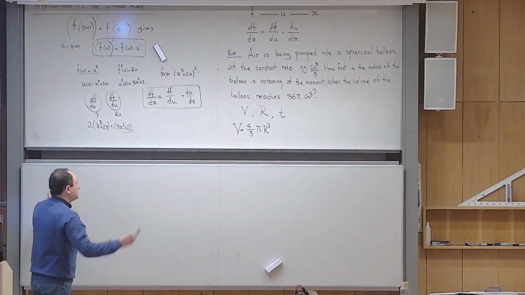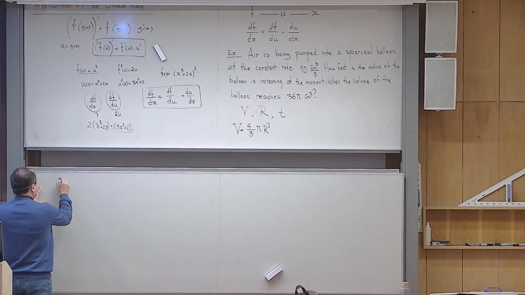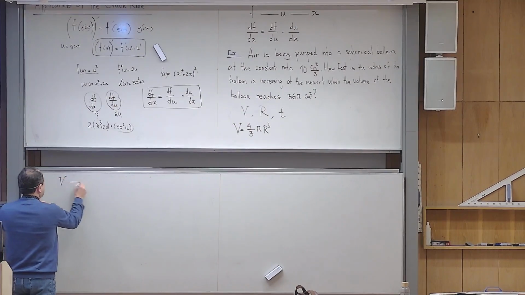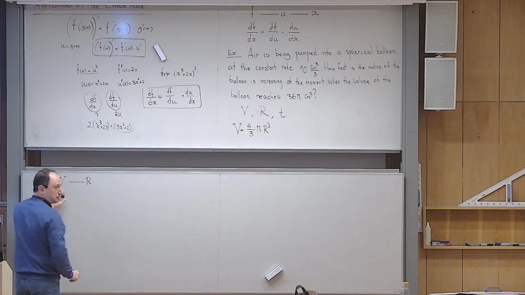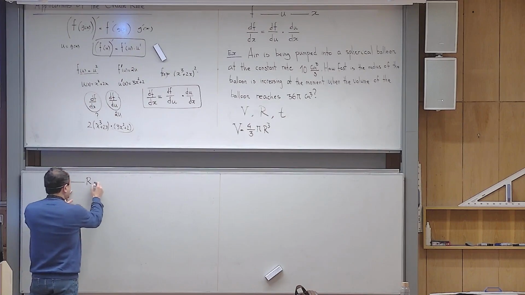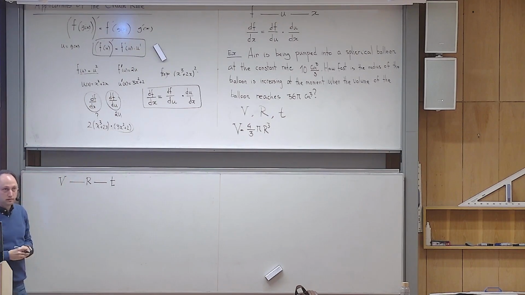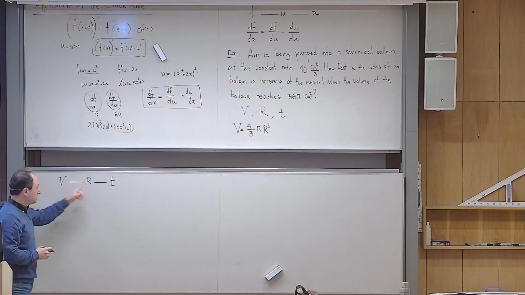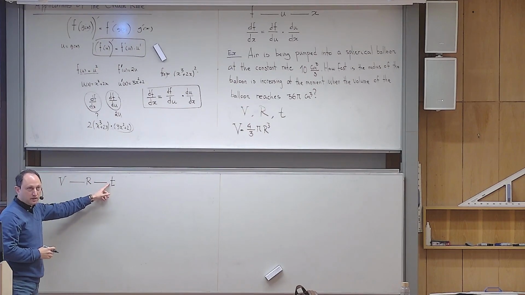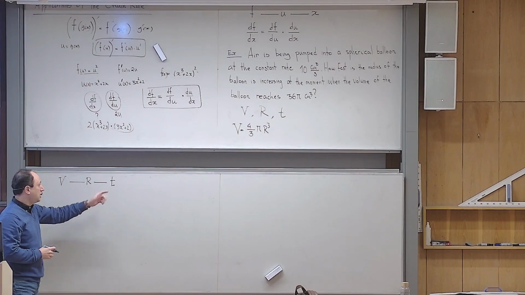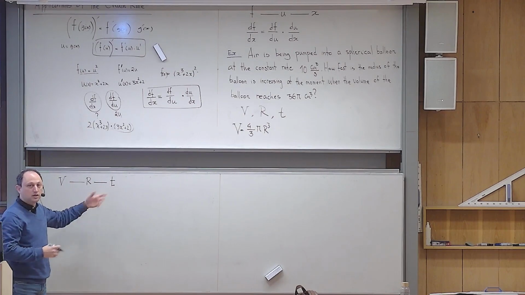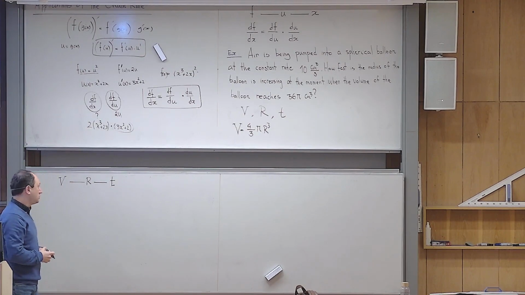So, is this a correct picture I draw here? V is directly a function of r. But r itself in our problem is also a function of time. Is that clear? V depends on r. R itself depends on time, because by passage of time the radius is increasing and then the volume is also increasing.